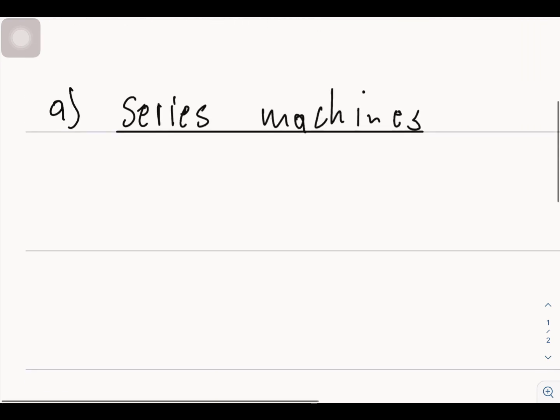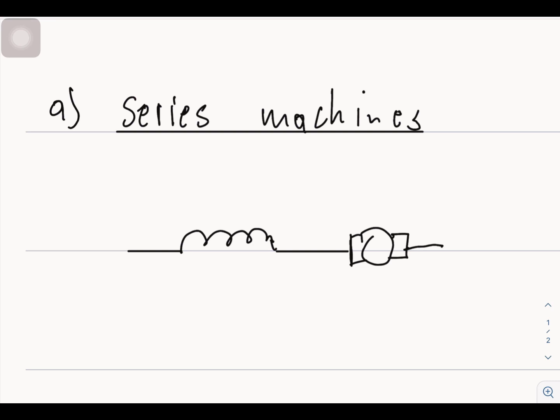Let us draw it. Armature and field winding are connected in series, then we call it a series machine.